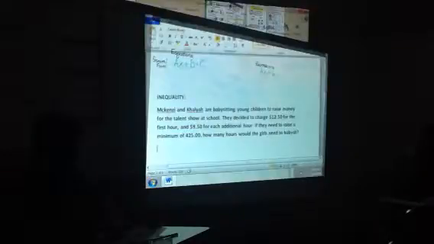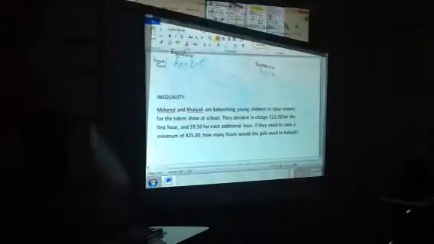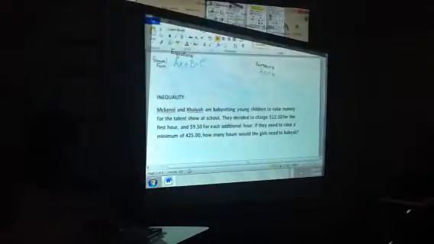Mackenzie and Khalil are babysitting young children to raise money for the talent show at school. These kids do a lot of babysitting. They decided to charge $12.50 for the first hour and $9.50 for each additional hour. If they need to raise a minimum, and you're going to need that chart I just handed you on inequalities, they needed to raise a minimum of $425. How many hours would the girls need to babysit? Okay? We're going to need that chart.